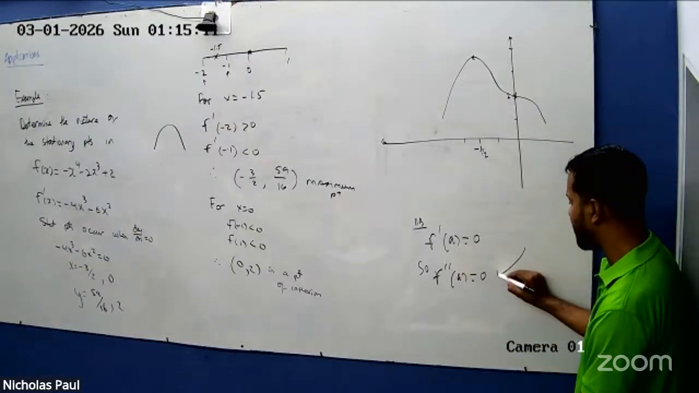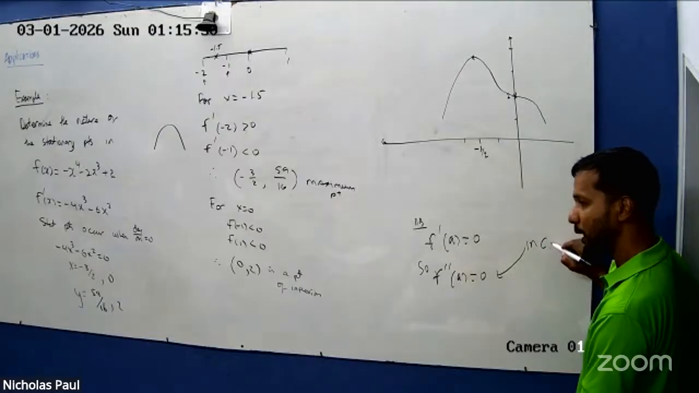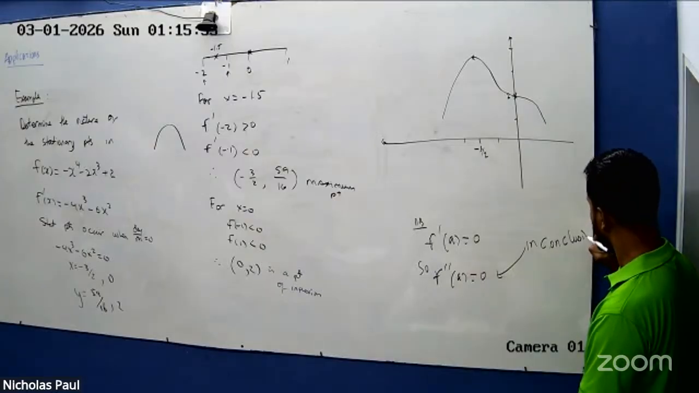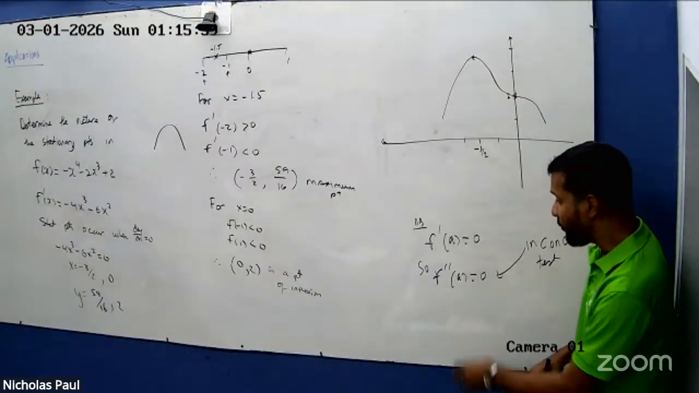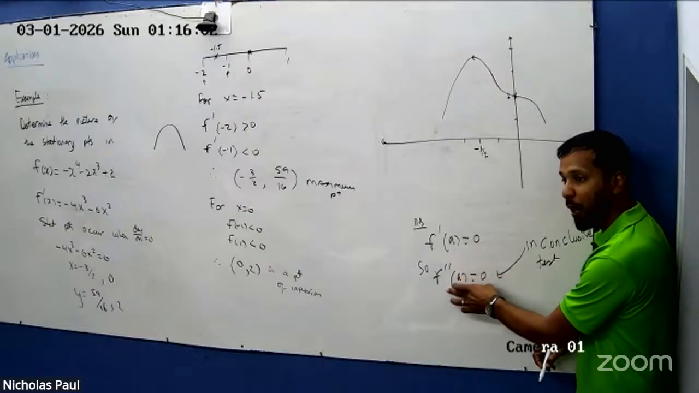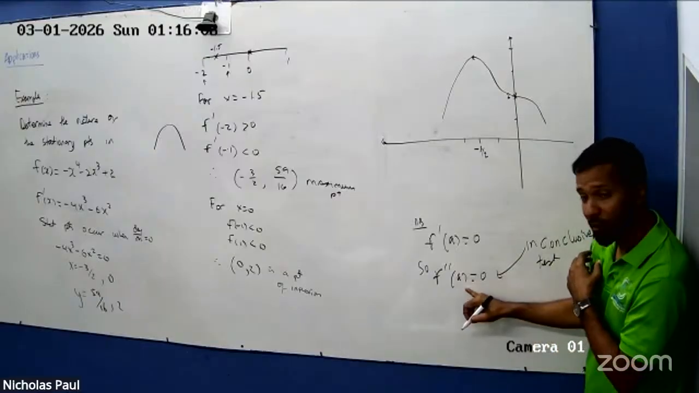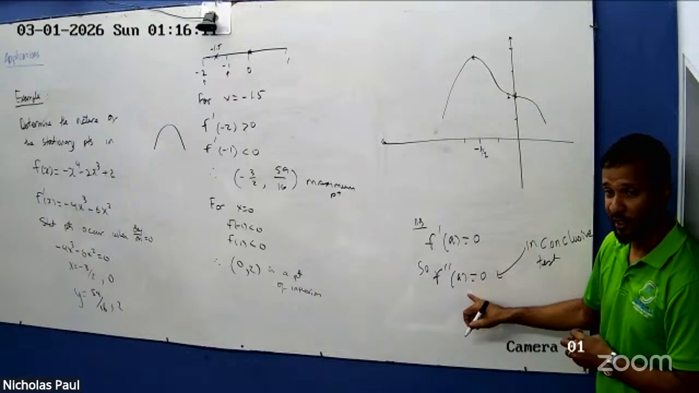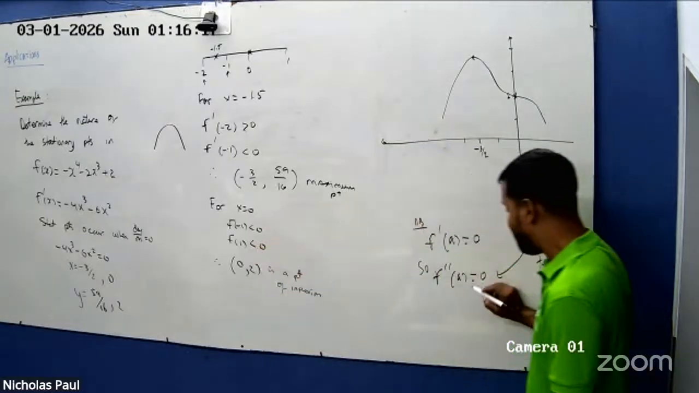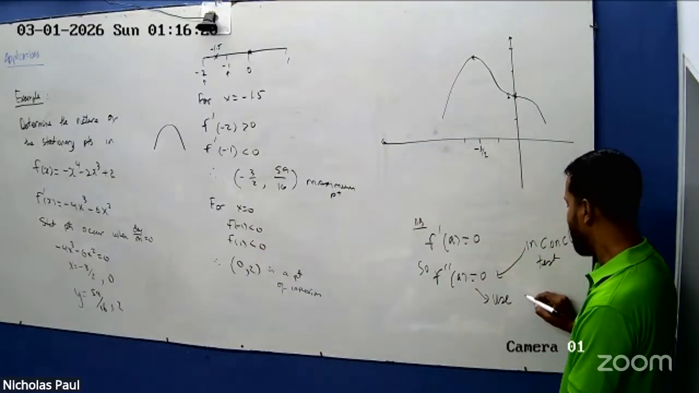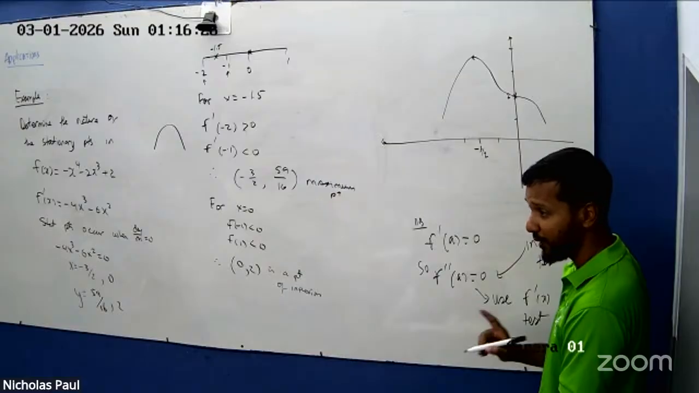They call this an inconclusive test. So if you do this and then you plug it into the double prime and it gets 0, this is not a conclusive test. So you cannot after this say, well, here is a point of inflection. If this happens, you have to go back and use the first derivative test. All right? To conclude. Don't forget that, yeah?